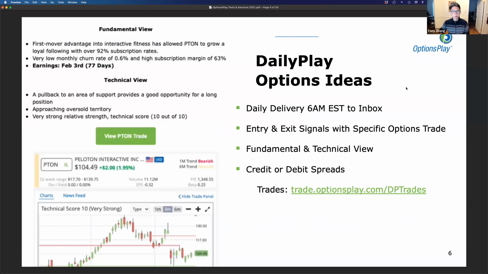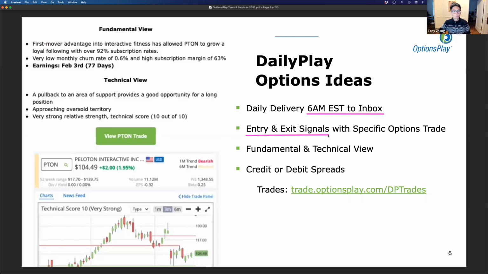So at the core of it is really going to be some of the ideas that we send out every single day, as well as the OptionsPlay platform. So the daily play ideas are signals that we send out to you every single morning. They are delivered to your inbox at 6 a.m. Eastern every single day. And the signals are either an entry or exit signal with a specific options trade idea.